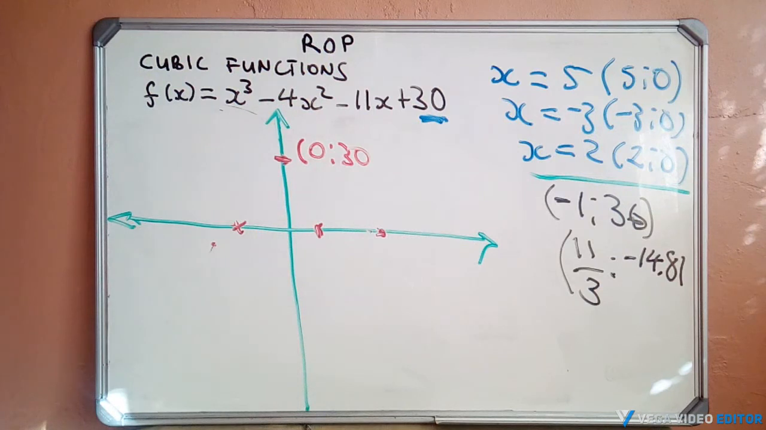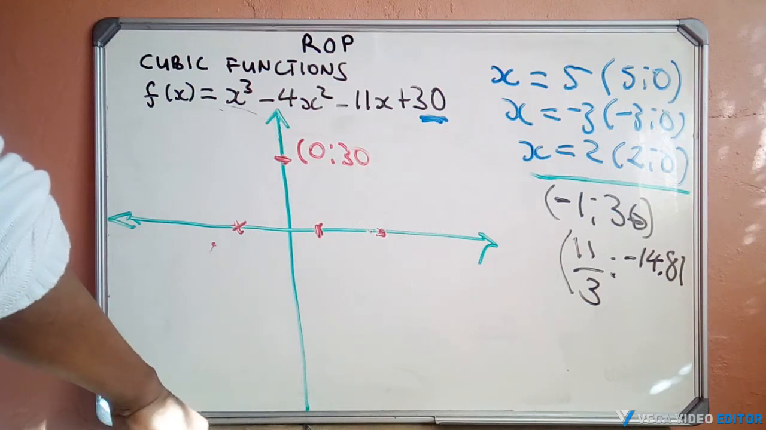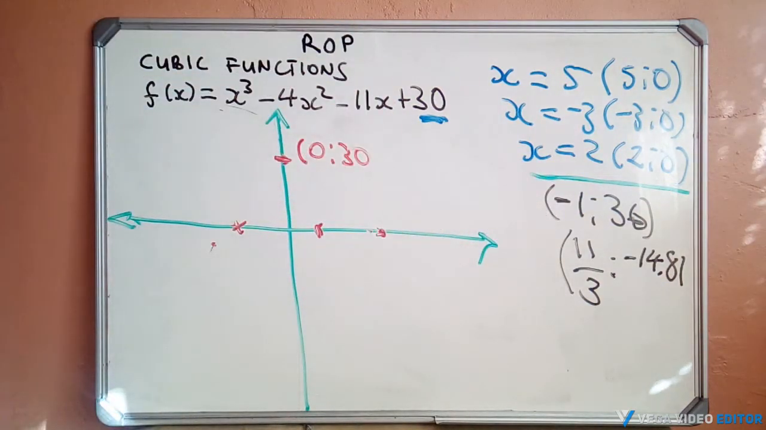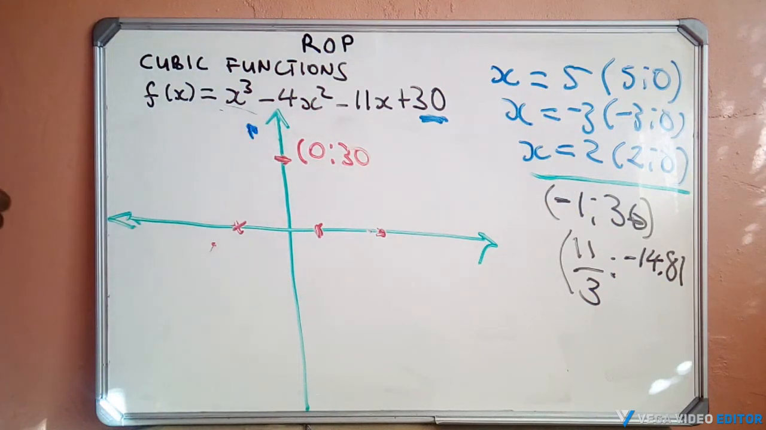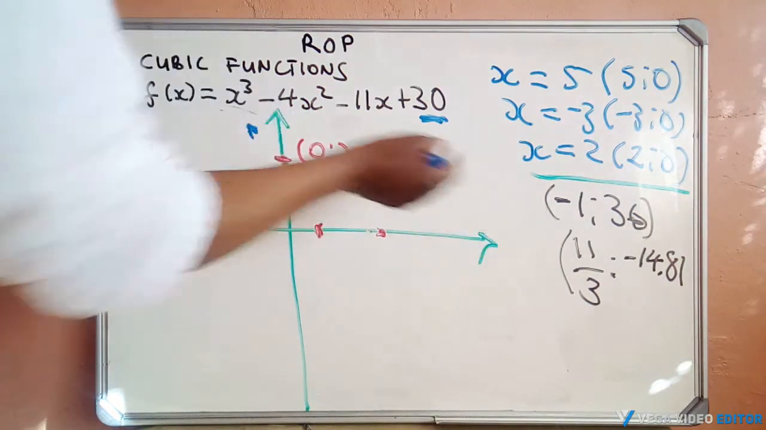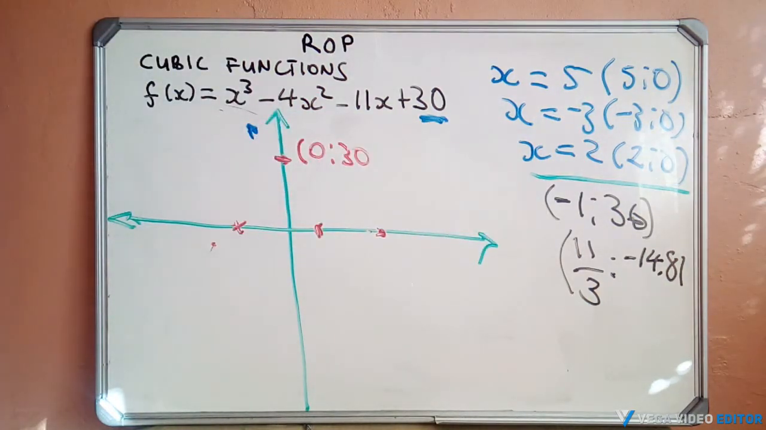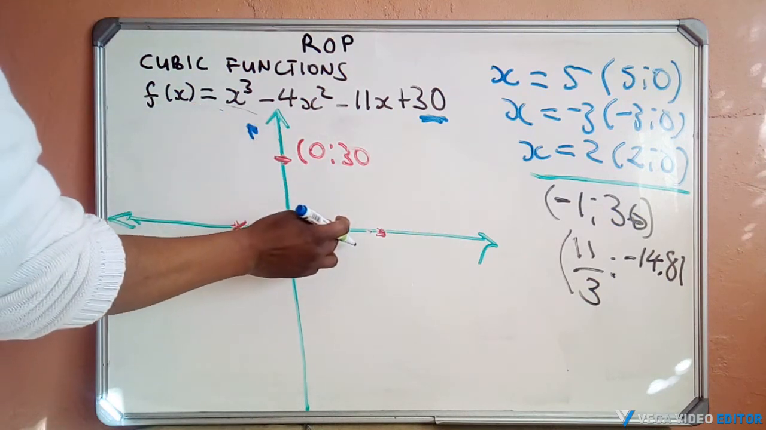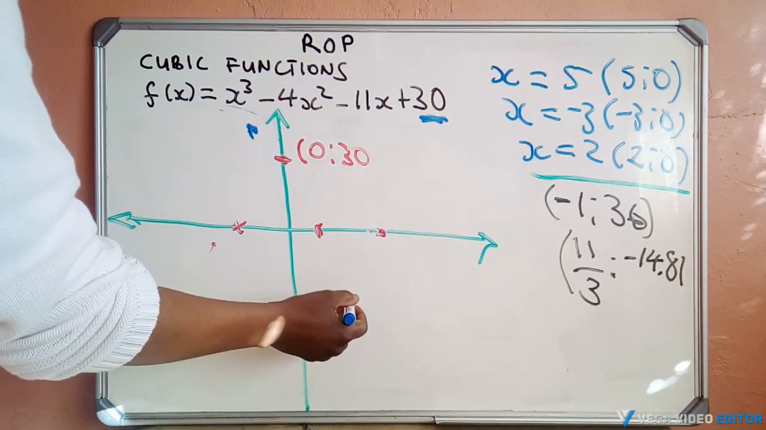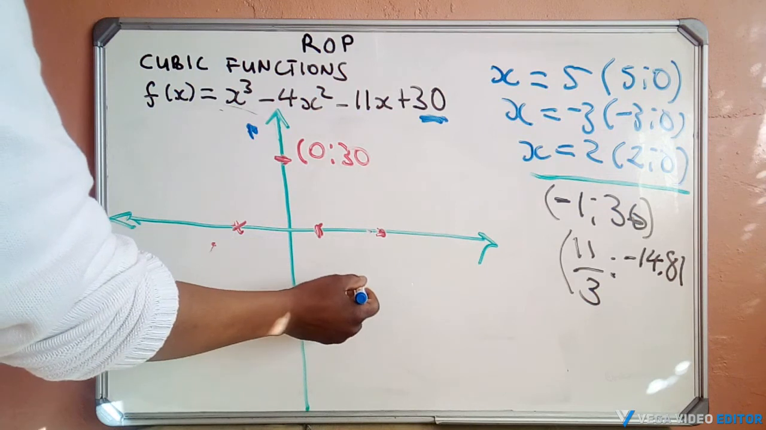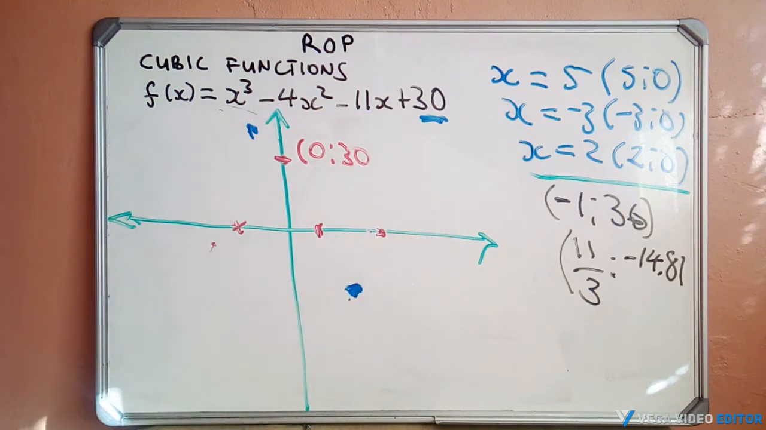All right, now we need to figure out our turning points. Our turning points, we said -1 and 36, so it's going to be -1 somewhere here and 36. And then also 11 divided by 3, which is equal to 3.67, which is after this point and maybe somewhere there, and -14.81, somewhere here.